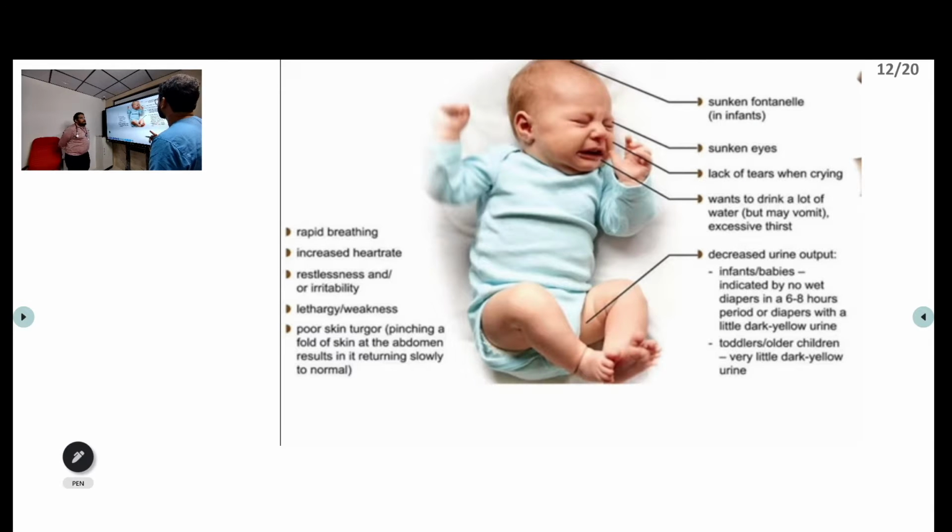These are the signs of dehydration, with a pictorial representation. Sunken fontanelle, sunken eyes, lack of tears when crying, wanting to drink a lot of water but may vomit. In a 6-month-old child, you can ask how many nappies you have changed. That is a sign that if the child is severely dehydrated, the urine output will significantly come down. That is one thing that you can do. Okay. Then rapid breathing, increased heart rate, restlessness, lethargy, weakness. Okay.